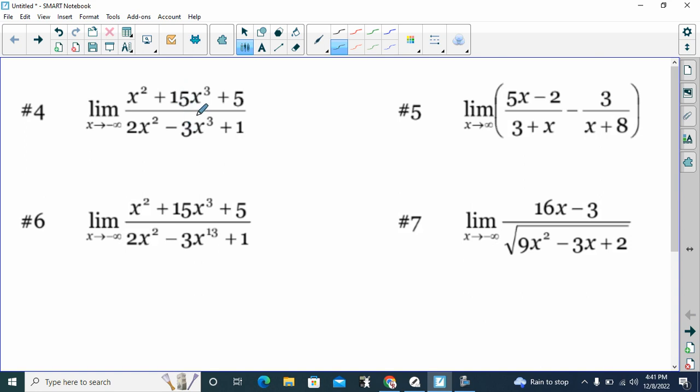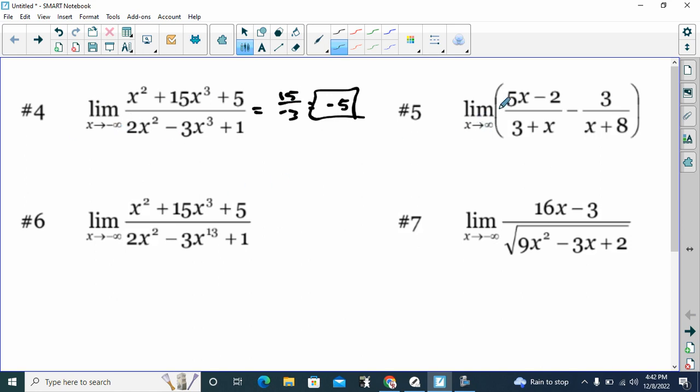So what we're going to do is check the highest power of x. The highest power of x anywhere is x to the third. So we are going to divide the x to the third coefficients. We're going to take 15 and divide by -3, which gives us -5. We only do this if we are evaluating the limit as x approaches infinity or negative infinity.